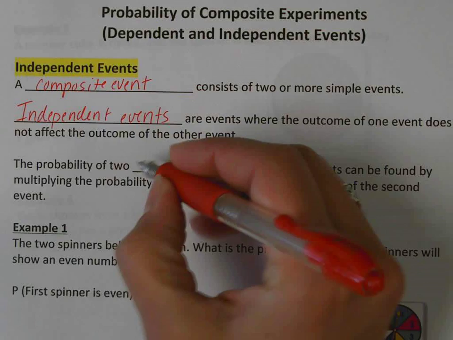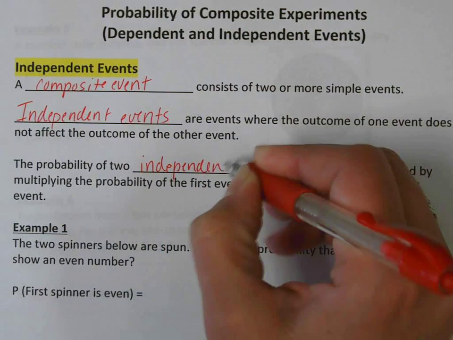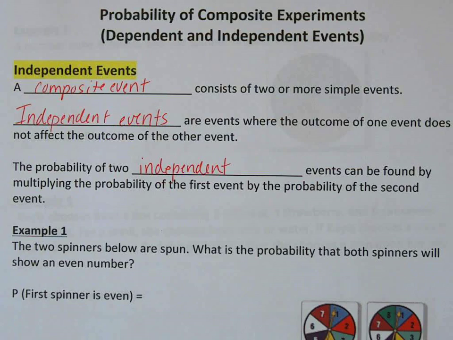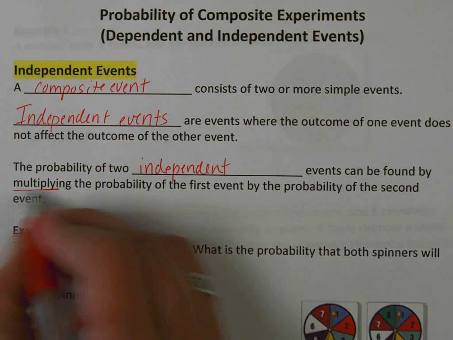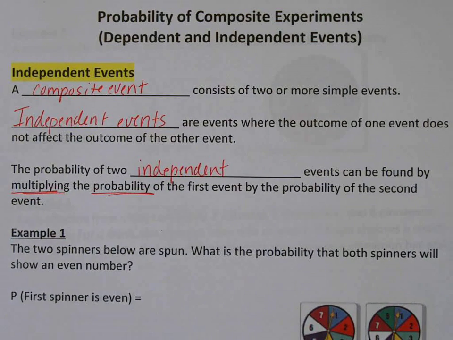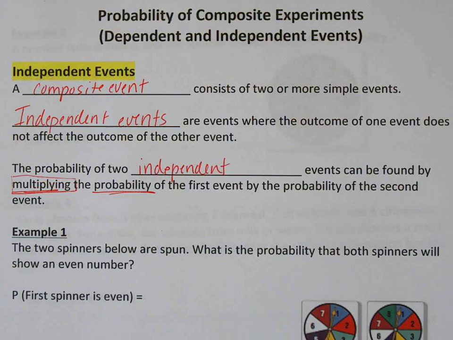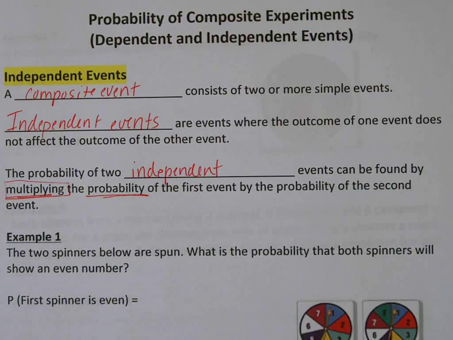The probability of two independent events can be found by multiplying the probability of the first event by the probability of the second event. So we're going to use multiplication to find probability of independent events. So let's look at the first example.